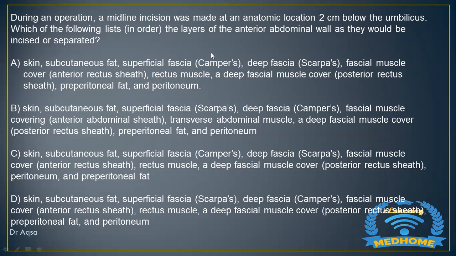I think option C is not an answer for sure. Yes, option C is cancelled. What do you think about D? Superficial fascia, deep fascia, fascial muscles, cover, rectus sheath. It almost looks the same. No, I think that is wrong. It's wrong. D is also wrong. Yes, Camper's, and then we have the Scarpa's. Exactly. So both options C and D are excluded. Now the confusion is between A and B.